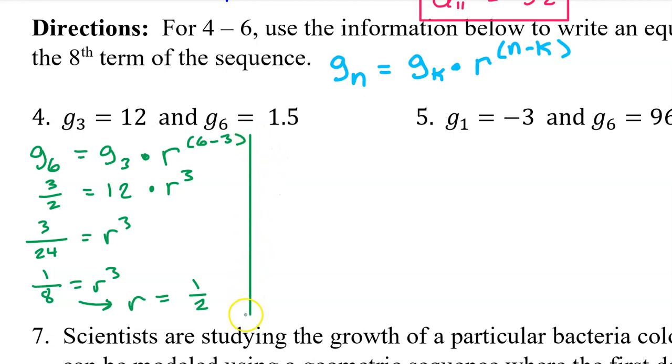Now I can write the rule using this 1/2. So I get Gn is equal to G3, I'm going to erase this in a second, times r, so that's 1/2, to the n minus k power. So this will be to the n minus 3 power. But let's erase G3 and put the 12.